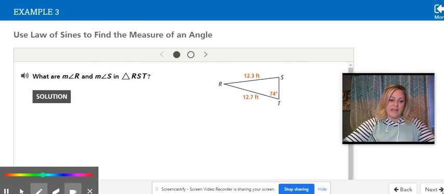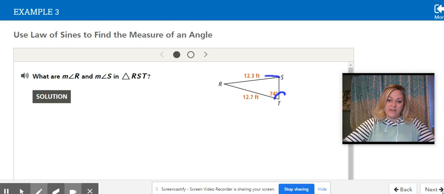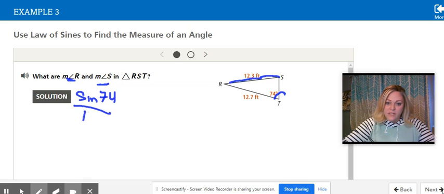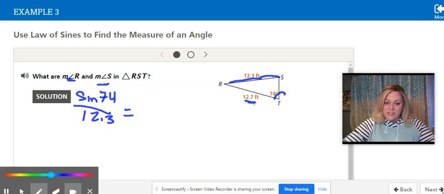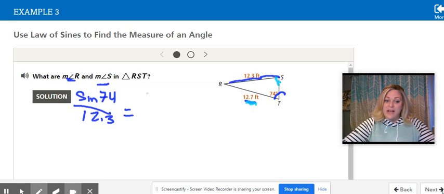Example 3. It only gives us one angle, the side across from it, and we have to find two other angles. We can do this. So I'm going to take sine 74 over, it looks like 12.3. That 12.7 is across from S. So I'm going to find sine of S. Notice we're looking for the angle measure. We haven't done this before, but the concept is the same.